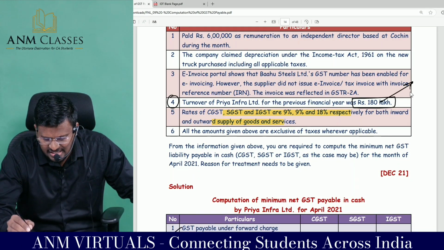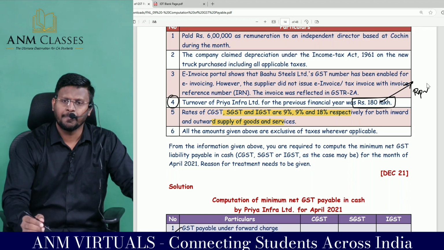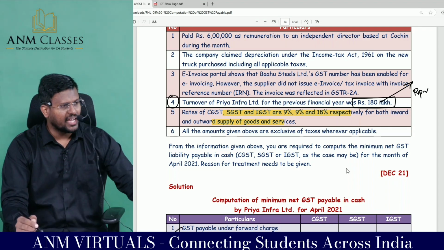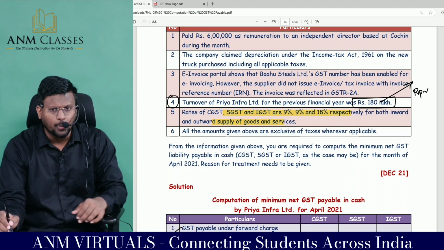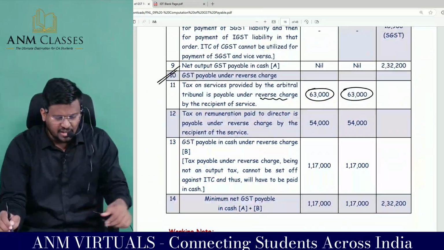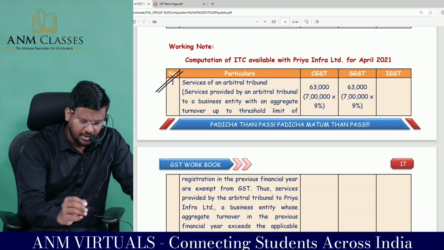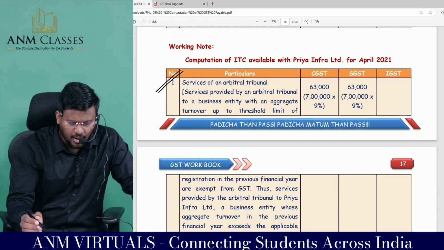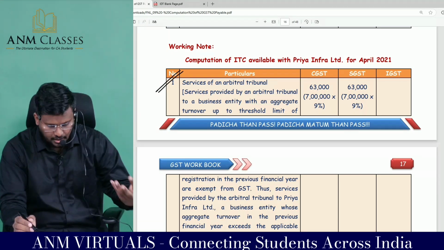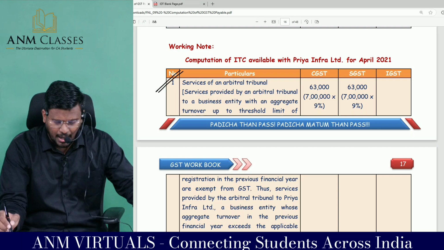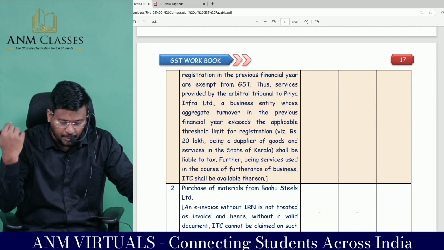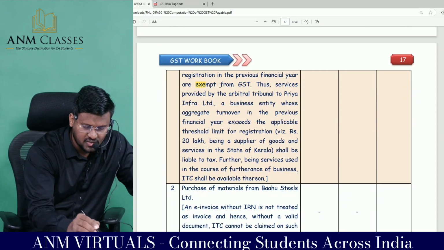That means in the last year they are what person? That means, sir, they are compulsorily liable to pay tax on RCM. Sir, the exemption will not be applicable. Services of arbitral tribunal: services provided by an arbitral tribunal to a business entity with an aggregate turnover up to the threshold limit of registration in the previous financial year are what from GST?